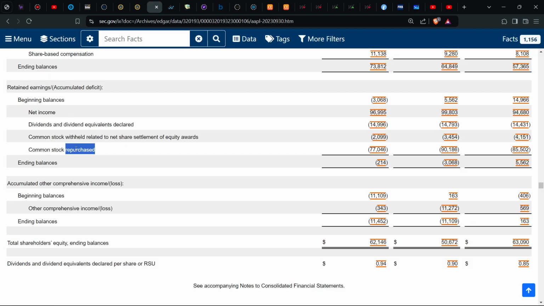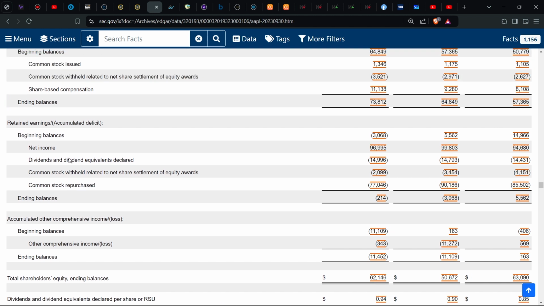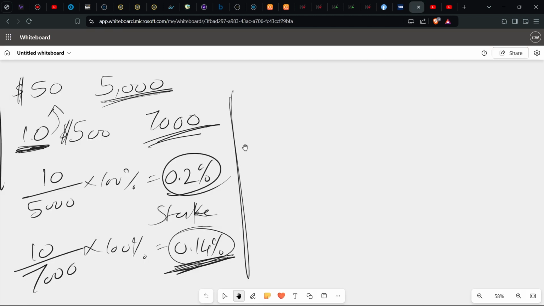Common stock repurchased. Now this is a buyback program. This is reducing the supply of shares in the open market. Let's go back to our example and now discuss what a buyback is. A buyback is reducing the number of outstanding shares available.